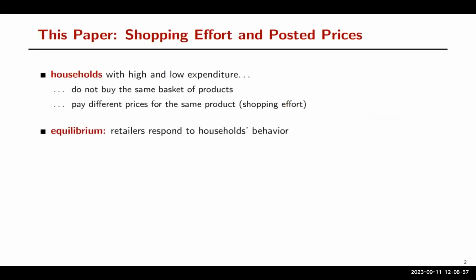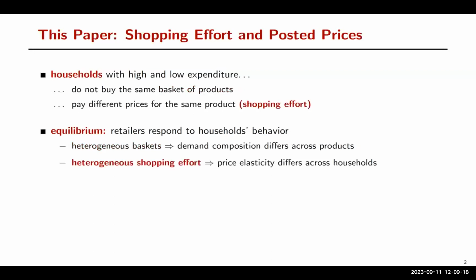Now, let's think about these two facts through the lens of a retailer who is posting prices for these households in equilibrium. Heterogeneity in households' consumption baskets means that demand composition is going to be different across products. There are some products that I'm selling to the low-spending households, and some that I'm selling to the high-spending households. Differences in households' shopping effort, from the retailer's perspective, are just differences in the price elasticity of demand. If I'm searching very carefully for cheap prices, visiting multiple stores, I'm more likely to find cheaper competitors and substitute away towards them.